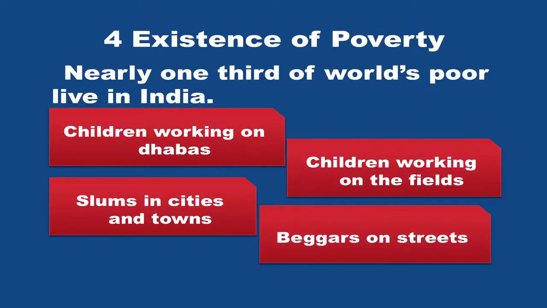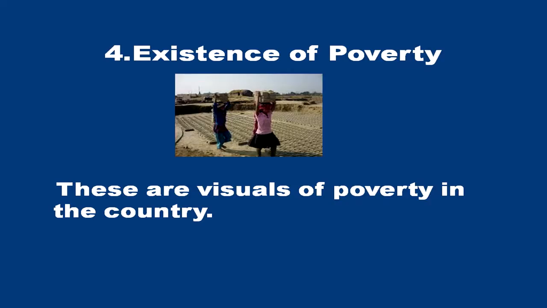The fourth important aspect of Indian economy after independence is the existence of poverty. Not only is India overpopulated, but India is also very poor. Nearly 1/3 of the world's poor live in our country. We can find children working in dhabas, children working in the fields. We can see slums in the towns and cities. We can find beggars on the streets. All this points to the existence of poverty in the country. We can see the visuals of poverty in our country on a day-to-day basis.